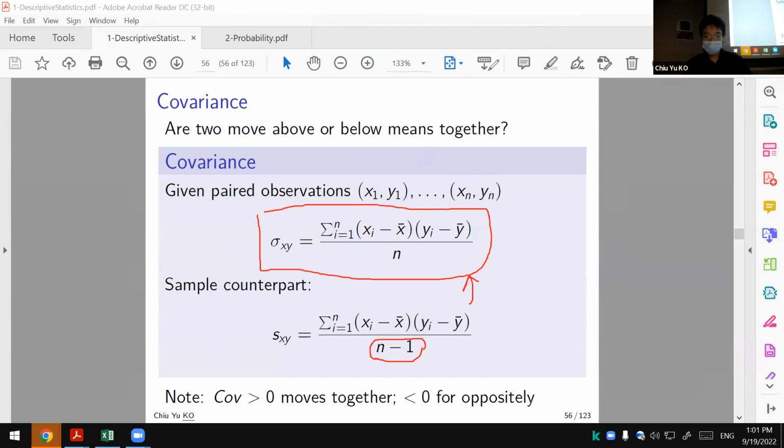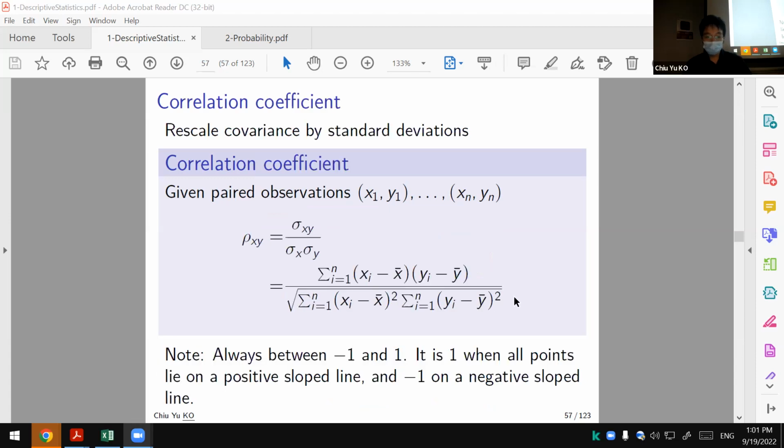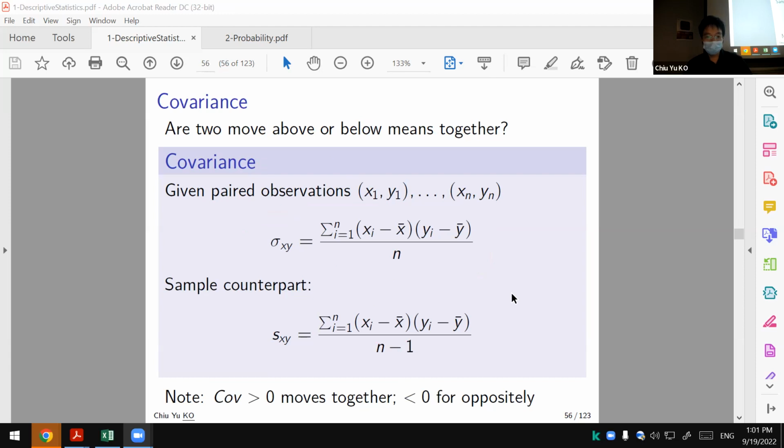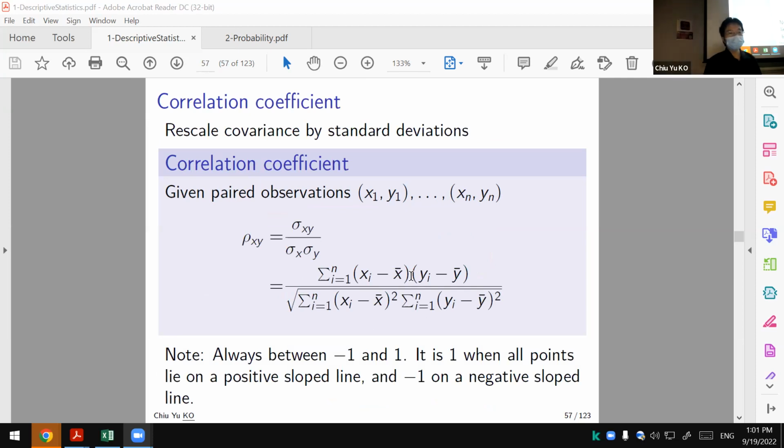Then I want to ask, is there any question for the covariance? If not, then we can go to what we call the correlation coefficient. But if you understand what covariance is, you should have no problem understanding this, because this is just covariance. We just divide it by its own standard deviation. Just divide by the standard deviations of x and y.